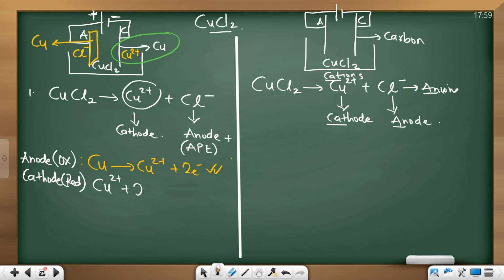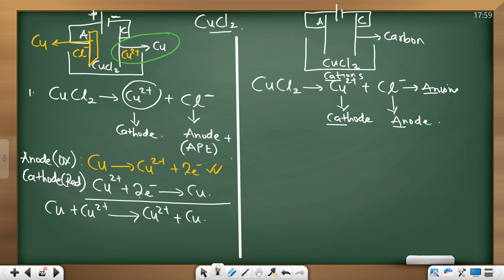So what do we have? Cu2 plus plus 2e to give us what? Cu. Write the net equation. Electrons is 2 electrons. There's no need to balance anything. It's balanced. So what do we have? On the left, Cu. On the left below, Cu2 plus. Right on top, Cu2 plus. Right at the bottom, Cu. Okay, this is 3 marks.